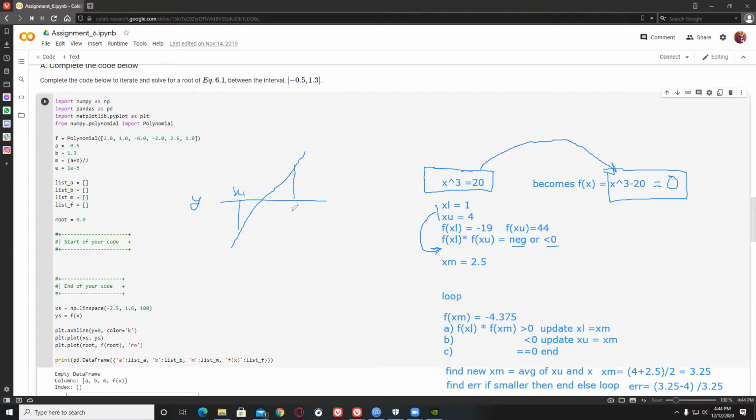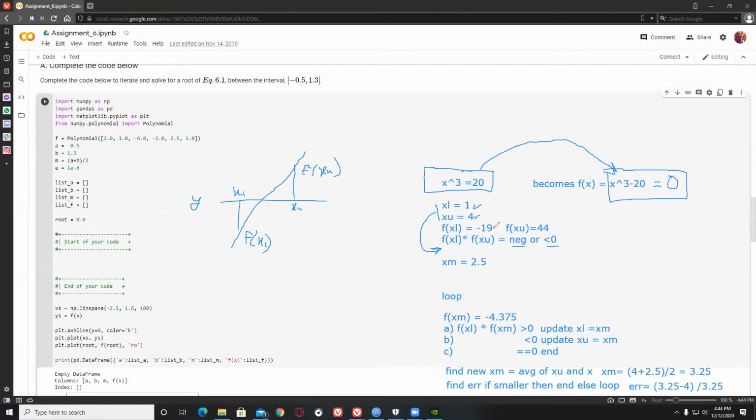So if this is xl and this is xu, f of xl will be a negative number and f of xu can be a positive number and vice versa. Then we can start the bisection method. So our initial guess is xl equal 1 and xu equal 4.